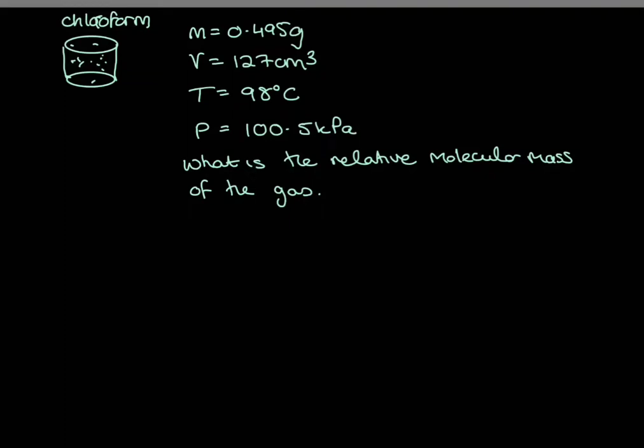Okay, so I'm going to rewrite them out. So our formula is this. Now pressure, 100.5 kilopascals. That needs to be converted just into pascals or Newton meters squared.